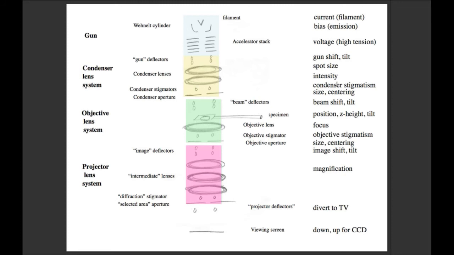So the three primary parts are the condenser system, which focuses the electrons coming from the gun to the sample. It's right here. Next, we have our objective lens system, which produces magnification in the sample. And then the projector lens system, which further magnifies the sample.